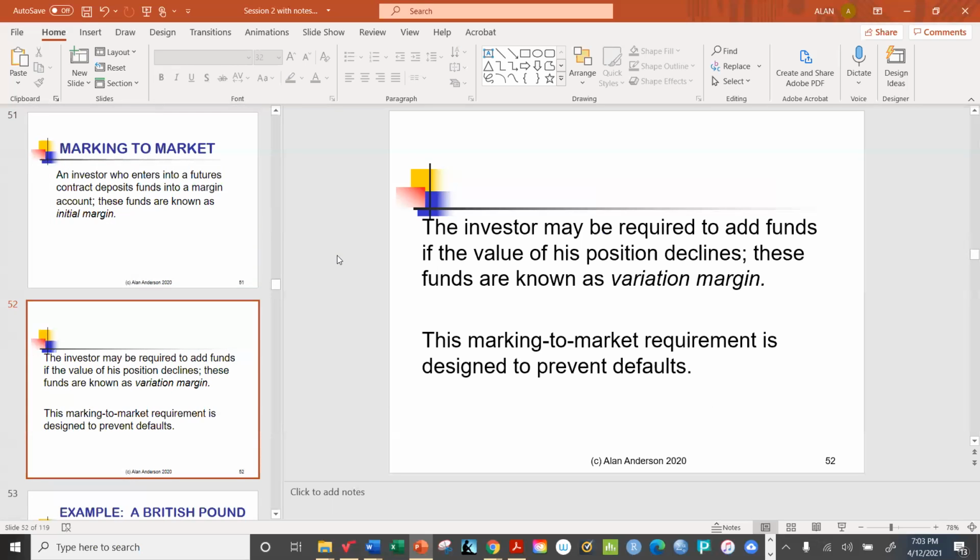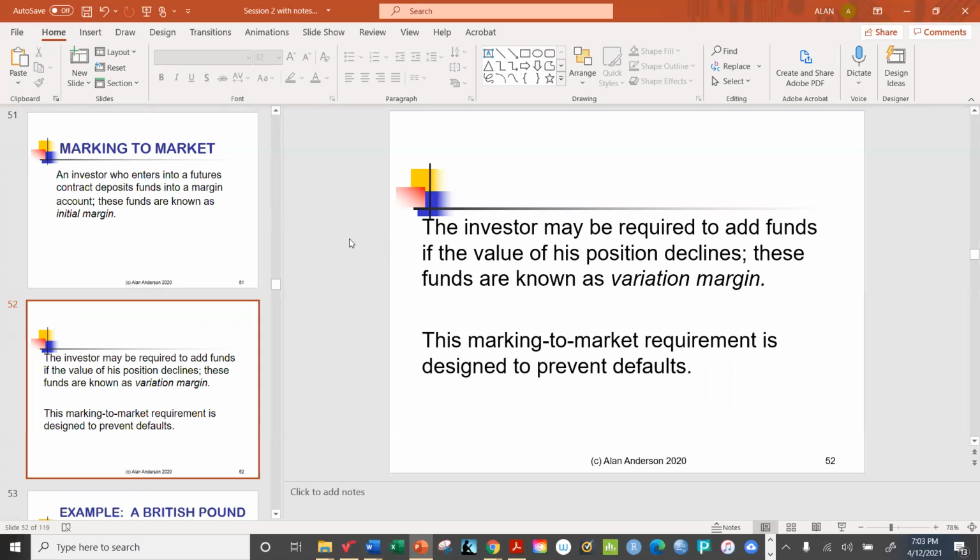So if you do have to put up more money into your account, we call that variation margin because it results from a variation in the value of your account. And the whole point of this is to make sure that nobody runs out of money. I mean, imagine yourself being the exchange and you know that if anybody defaults, you have to cover their losses. You don't like that, do you? No. You don't want that to happen.